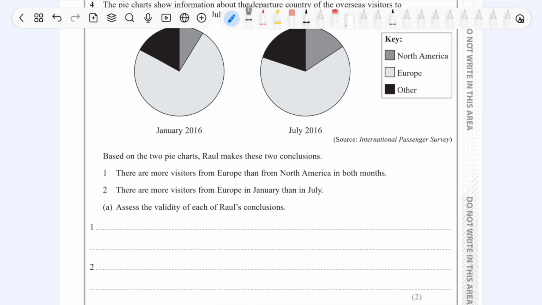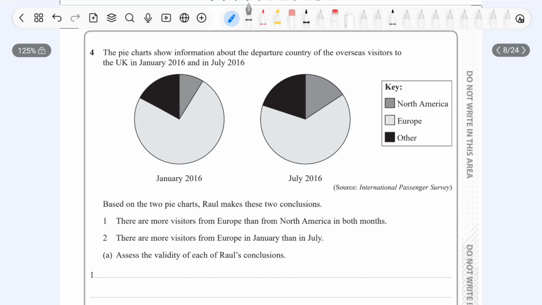Let's focus on one first. There are more visitors from Europe than from North America in both months. So North America is the slightly darker shade than Europe, and we can see that Europe has a larger share of each circle than North America, so it represents a higher proportion. So the claim that there's more visitors from Europe in both months is true, even if the size is different, which we might come on to later. As long as the proportions are different within the same one, we can confidently say that there are more people coming to Europe, or going to Europe, whatever the context, than in North America.